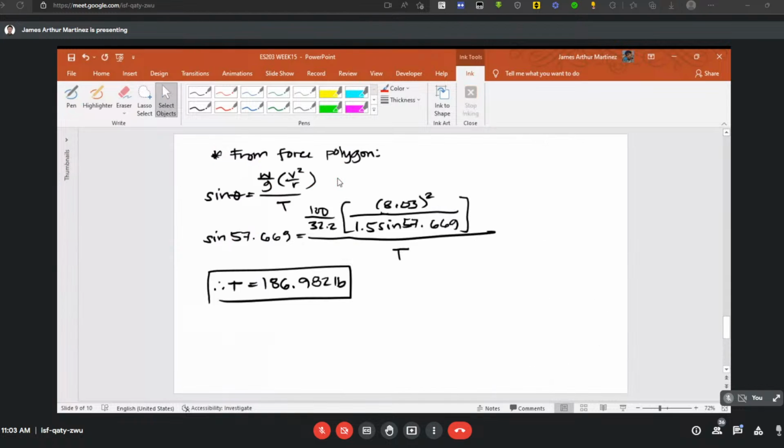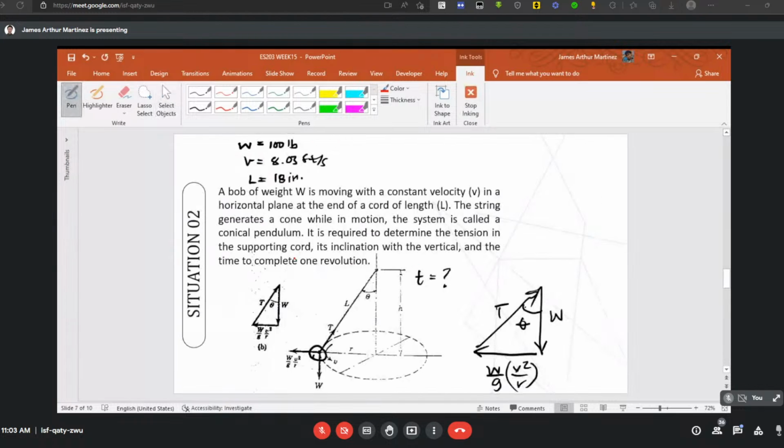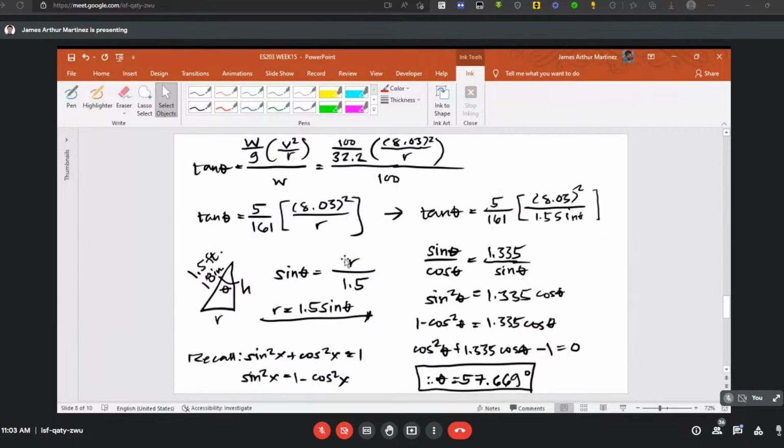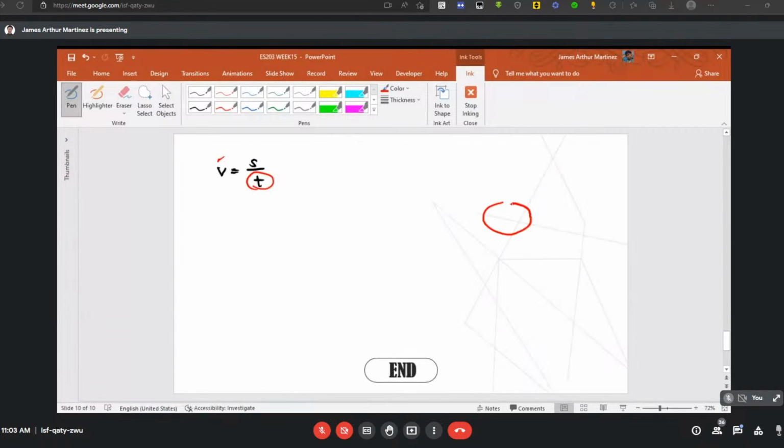But don't worry, since the problem states that we need to compute the time to complete one revolution. When we say one revolution, that only refers to the circumference of your rotation, or of your circle. The circumference of a circle is 2 pi r, right? So we use this equation for circumference as the distance traveled by our object.